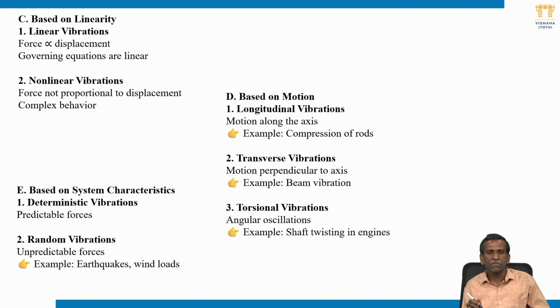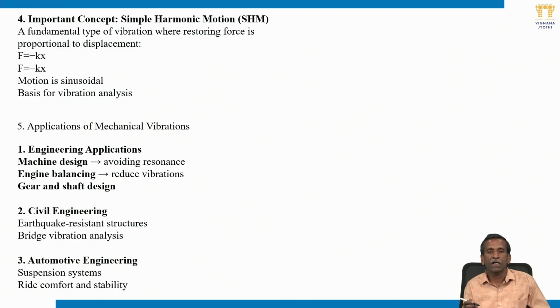Then another category is based on system characteristics. It is either deterministic or random. Deterministic means predictable forces; you know what forces have been applied. Random means unpredictable forces. Unpredictable forces cause the body to vibrate, and predictable forces also cause the body to vibrate. Examples of unpredictable forces are earthquakes and wind loads. Machinery and the like, which are under our control, produce predictable vibrations, because we apply predictable forces. These are called deterministic vibrations.